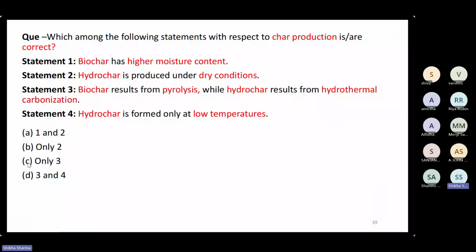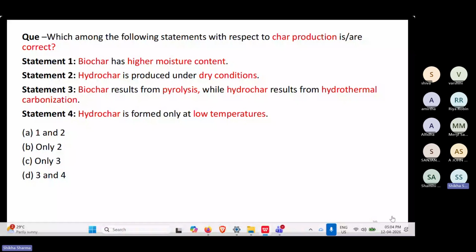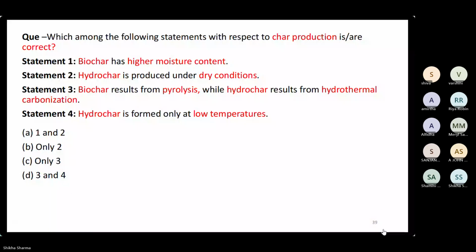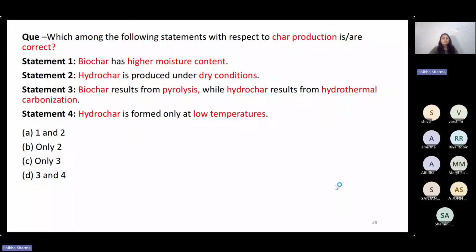Next question is on the char. Which among the following statements is correct with respect to char? First is biochar has a high moisture content. Then hydrochar is produced under dry conditions. Third is biochar results from pyrolysis, while hydrochar results from hydrothermal carbonization. Fourth is hydrochar is formed only at low temperature. So we need to tell which statement is correct here.